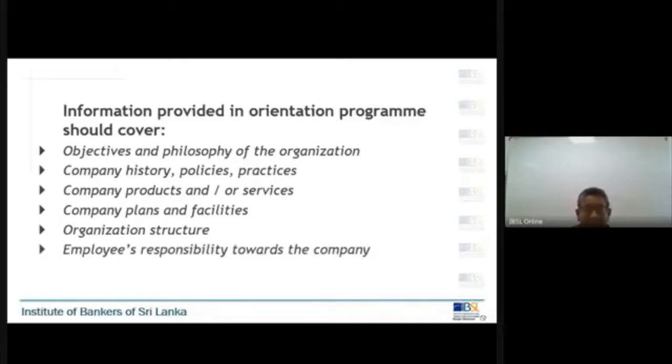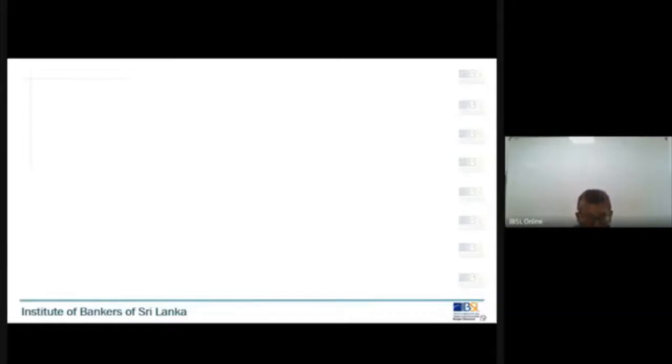Then what is your responsibility towards your bank? So they talk about your responsibility towards the bank, how to behave in the bank, code of conduct, dress code, leave, attendance. They will discuss all these things with you, right? So I think some of you have gone through this.